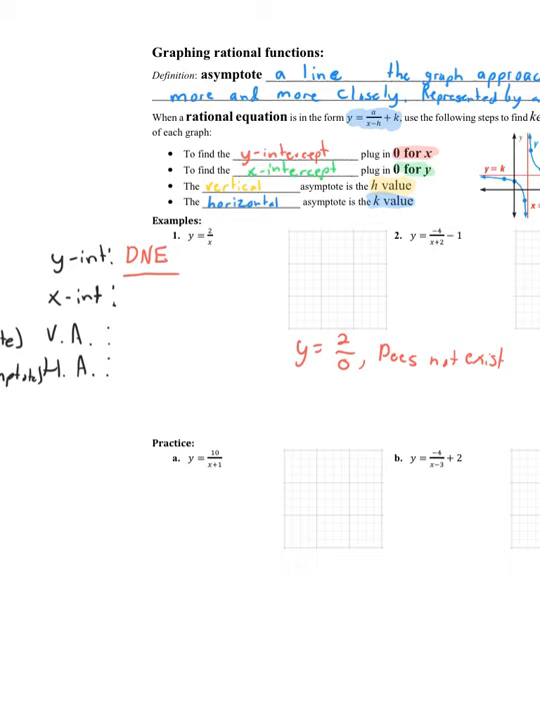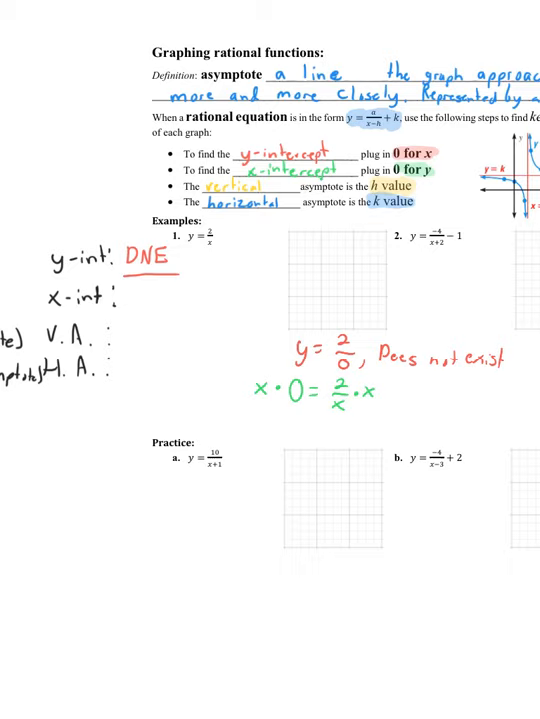Looking for the x-intercept, I'm going to plug in 0 for y. Hopefully the x-intercept gives us a little bit better of an answer. And I have to solve for x. Because there's an x in the denominator, I actually have to multiply the denominator by both sides. I'm going to multiply both sides by x.